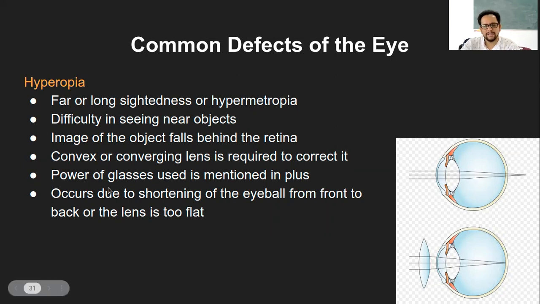And again, in this case, the power of the glasses is plus. That is exactly the opposite situation of myopia. And here the last point occurs due to the shortening of the eyeball from front to back. That is, the lens is too flat. That means the lens is thinner. Flat means a thinner lens. So it's kind of becoming flat from both sides. So that is about hyperopia or farsightedness.